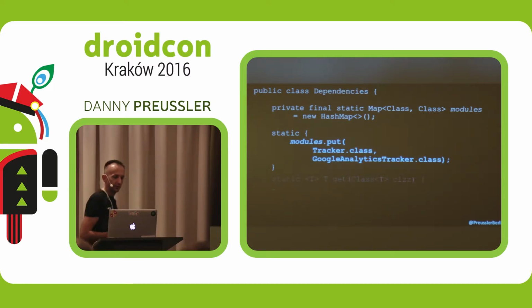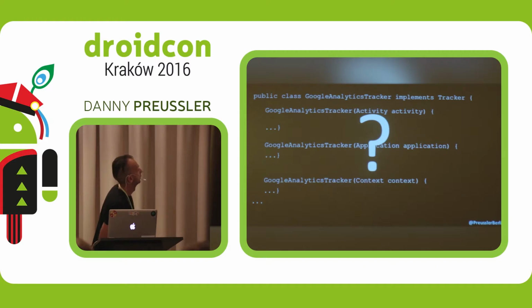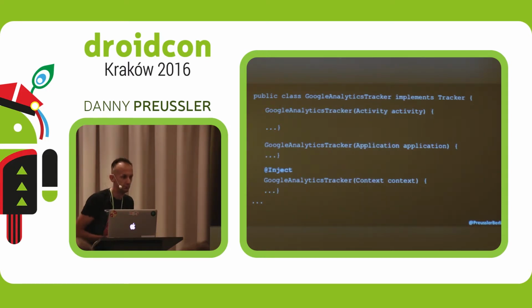But let's look at a theoretical Google Analytics tracker implementation. What if this one has 3 different constructors? Which one do we call, right? With our reflective new instance call. We need to mark one of them. How about this? Put an @Inject there.